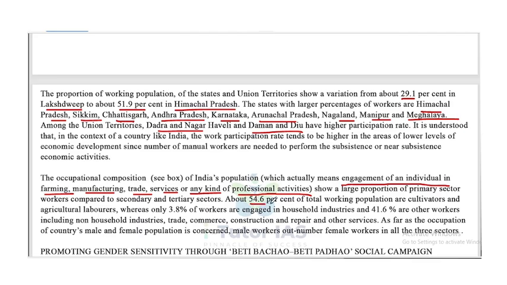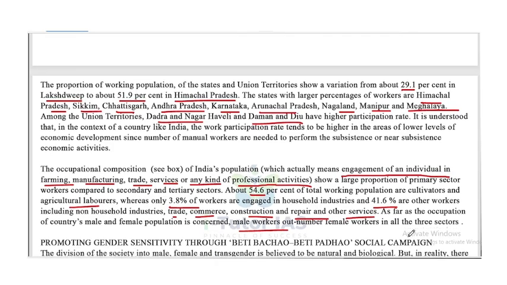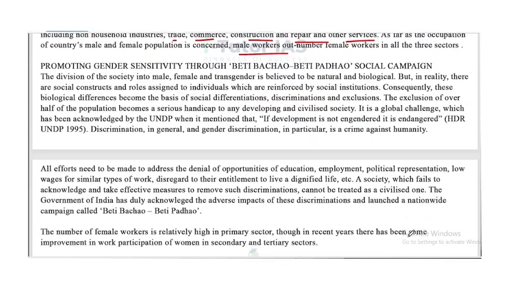About 54.6% of total working population are cultivators and agricultural laborers, whereas only 3.8% of workers are engaged in household industries and 41.6% are other workers, including non-household industries, trade, commerce, construction, and repair, and other services. As far as the occupation of the country's male and female population is concerned, male workers outnumber female workers in all three sectors. That is, in primary, secondary, and tertiary sectors.